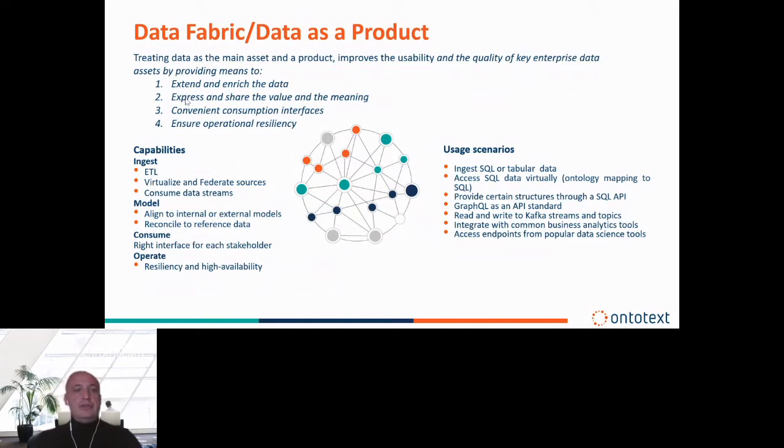So here the capabilities are to ingest, to express your model, to align it to external models also for interoperability and discoverability, and enable different interfaces. This is the key. This was part of Vasil's presentation yesterday. The key is to be able to provide the right interface for each stakeholder. And of course, DevOps also, the resiliency, high availability. Yeah, you have this as a stakeholder too.